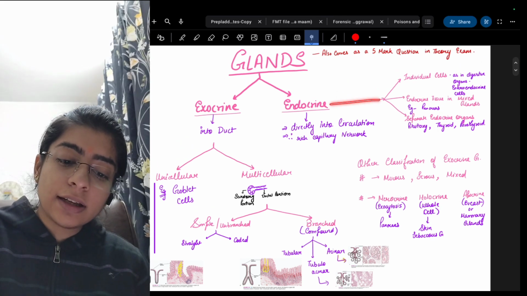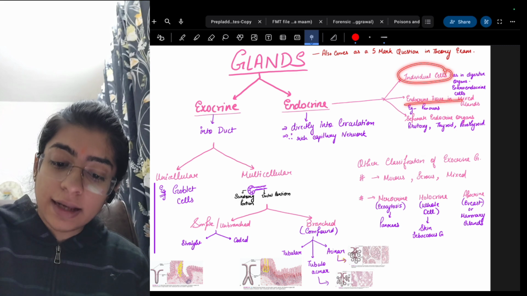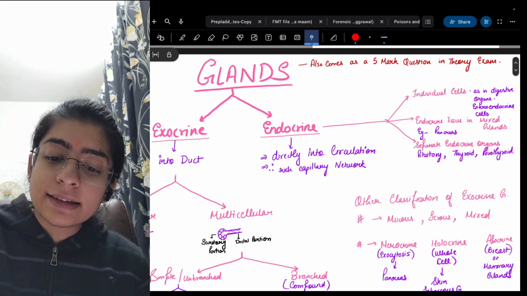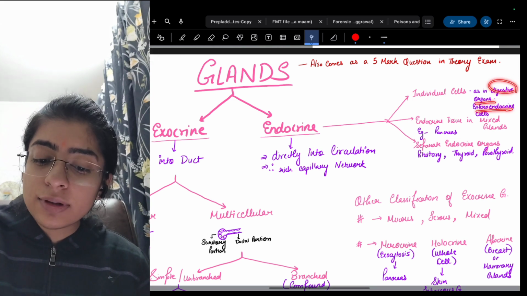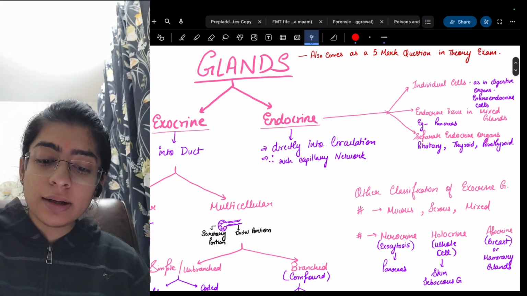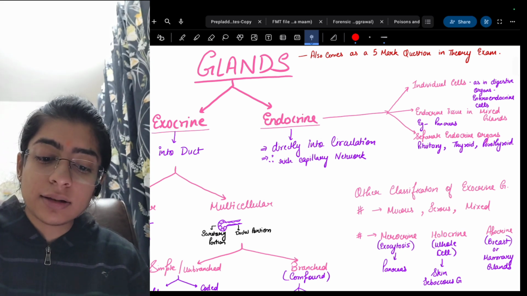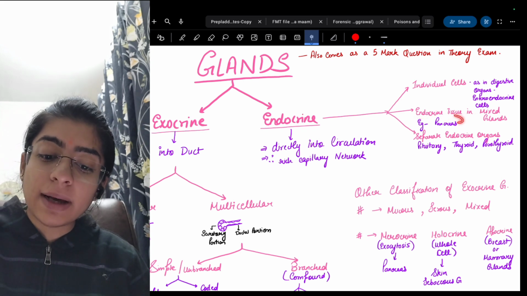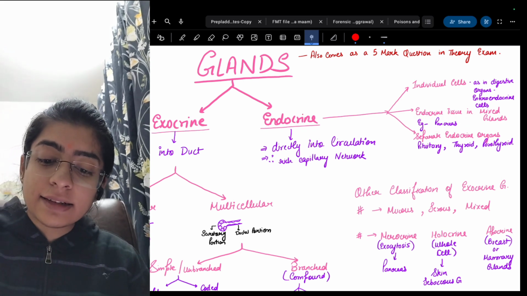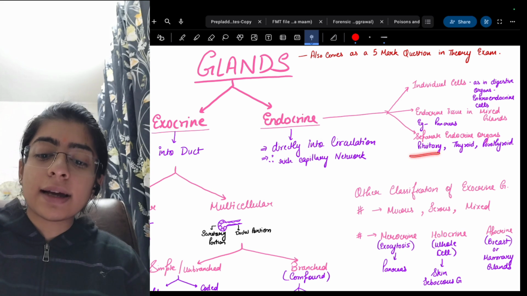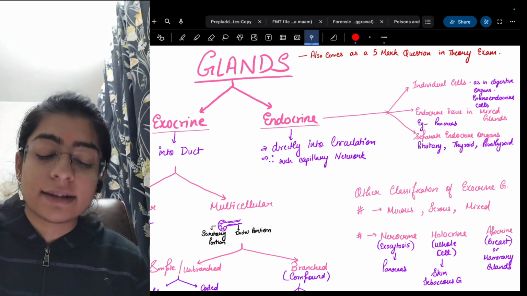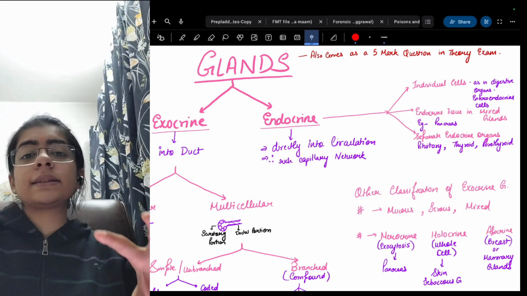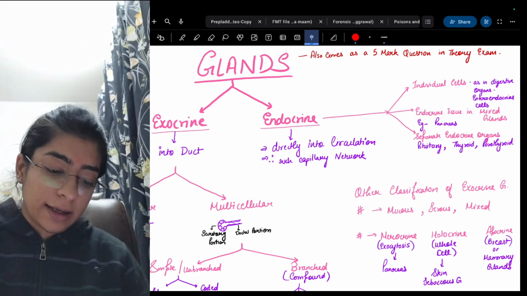In endocrine, we are having individual cells, endocrine tissue in mixed glands and separate endocrine organs. In individual cells, as in digestive organs, we are having enteroendocrine cells, in the GIT tract, we are having cells as a gland. Now endocrine tissue in mixed glands like pancreas, and separate organs like pituitary, thyroid, parathyroid, which are solely endocrine glands. Why is pancreas here and not there? Because it has some endocrine tissue plus exocrine tissue, which makes it a compound gland, right?